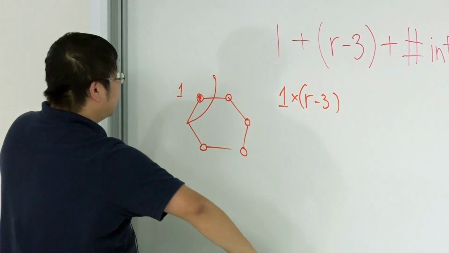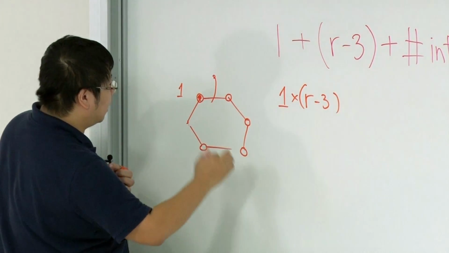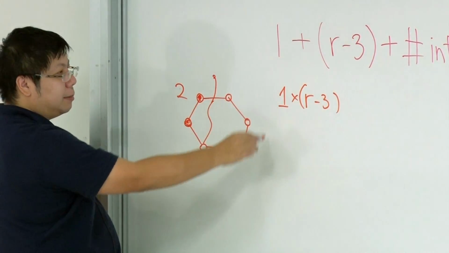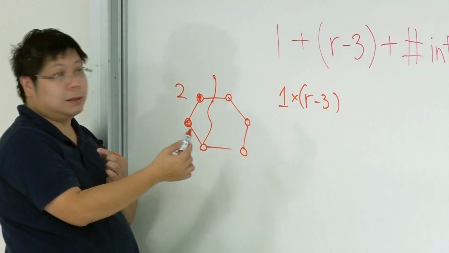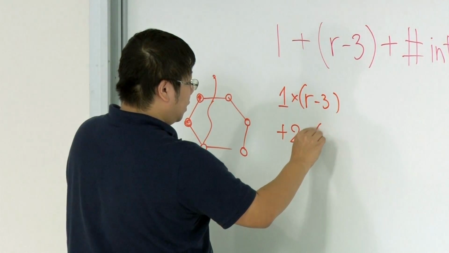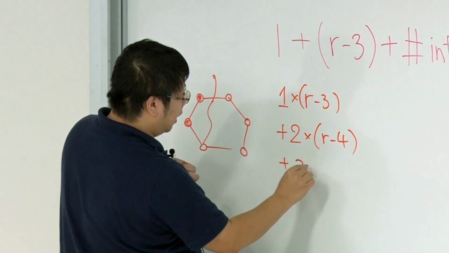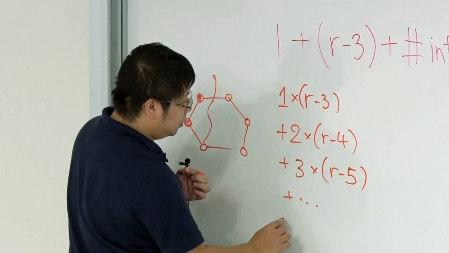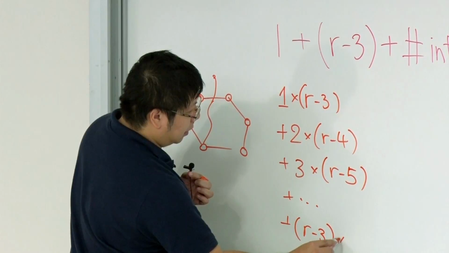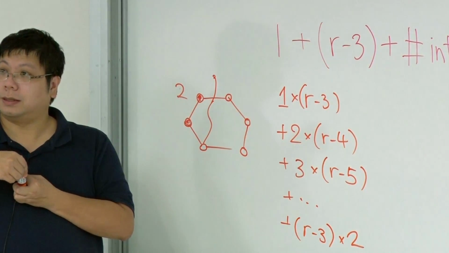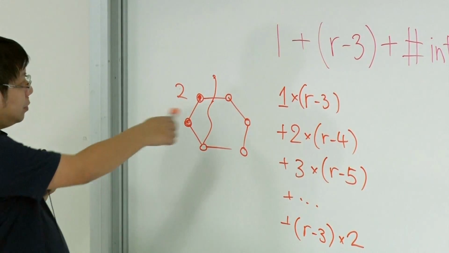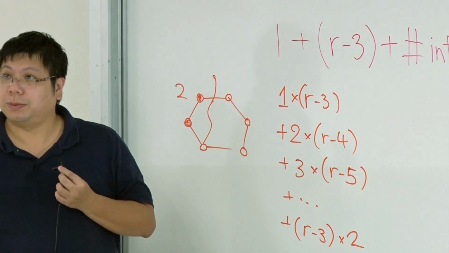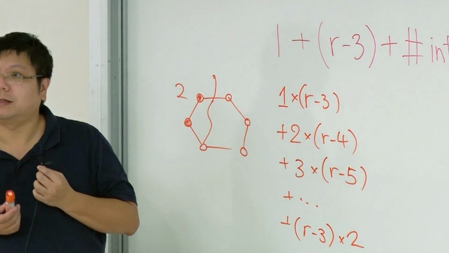And then, if I'm looking at a different diagonal, this new diagonal, then I will have 2 here times R minus 4, am I correct? So add 2 times R minus 4 plus 3 times R minus 5 plus dot dot dot up to R minus 3 times 2. Is that okay? So after doing this, it remains to show that this part is exactly equal to the term that we want. So it is going to be R minus 1 choose 3. If we can do that, then that's nice.